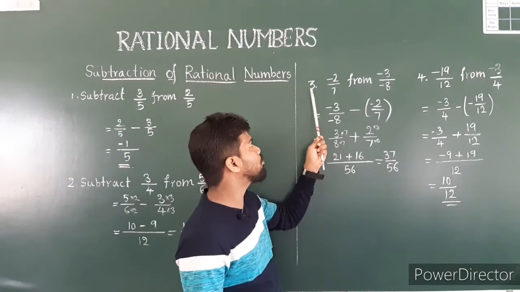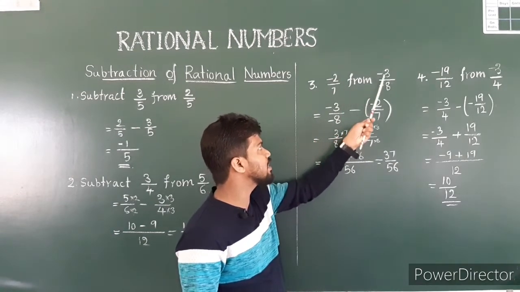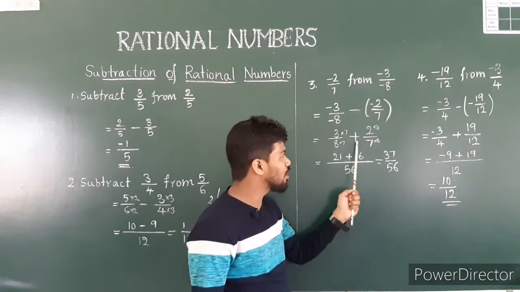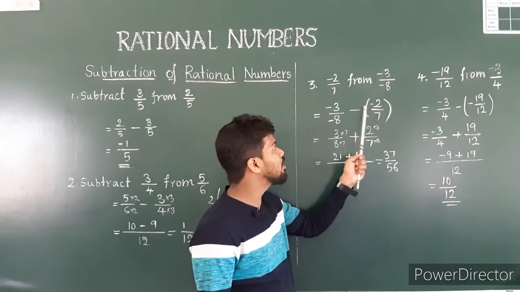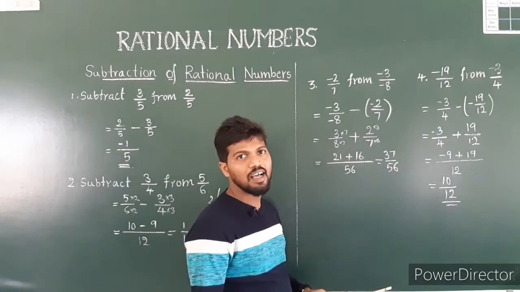The question is subtract minus 2 by 7 from minus 3 by minus 8, but you do addition here since you have a different sign here. Clear? Okay, next.